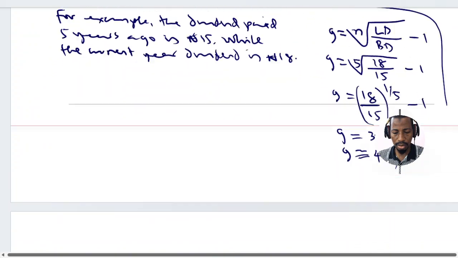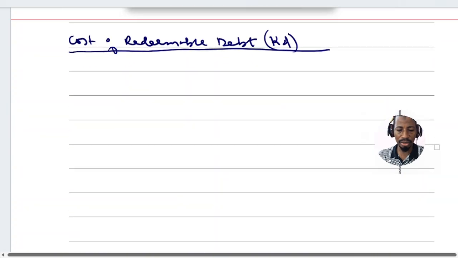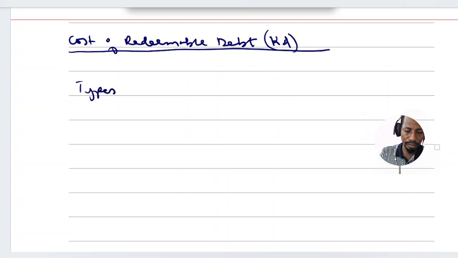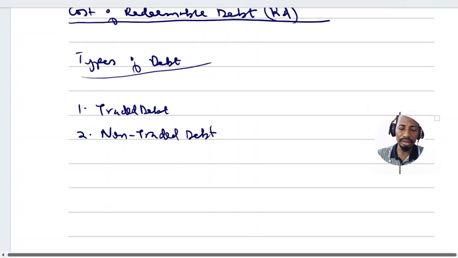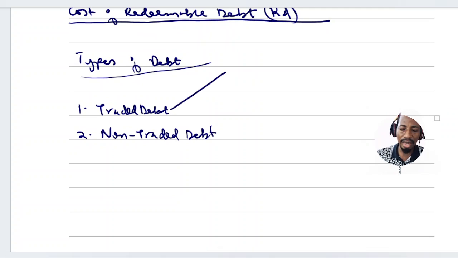Types of debts. There are two major types of debts: one, we have traded debts, then two, we have non-traded debts. What do you mean by traded debts? The traded debts are fixed income securities that are tradable. That is, they are fixed income securities that can be bought or sold in an organized financial market.